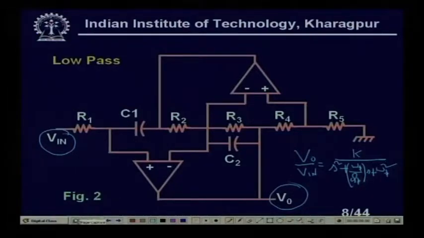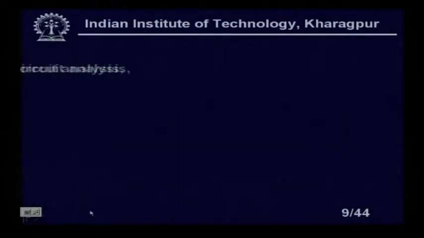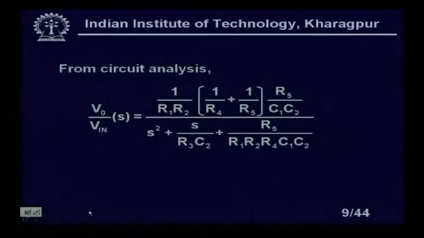Now, if I try to analyze these circuits, for circuit analysis I can find out that V naught by V in is (1 upon R1 R2) multiplied by (1 upon R4 plus 1 upon R5) multiplied by R5 C1 C2, upon (S square plus S by R3 C2 plus R5 upon R1 R2 R4 C1 C2). Clear?